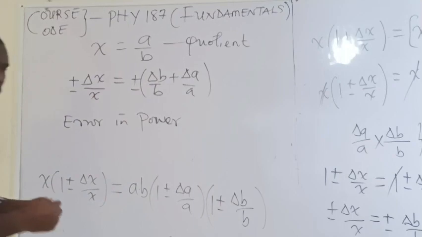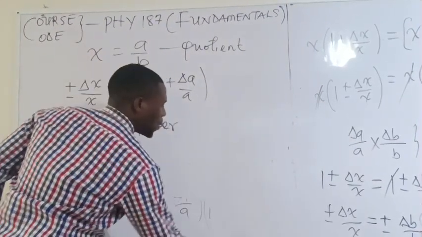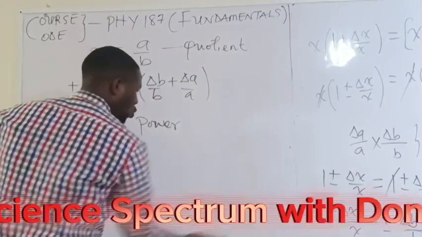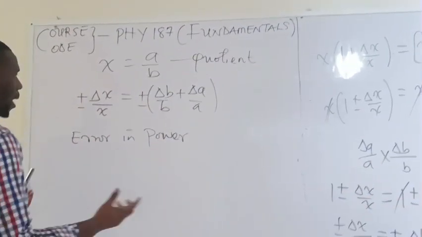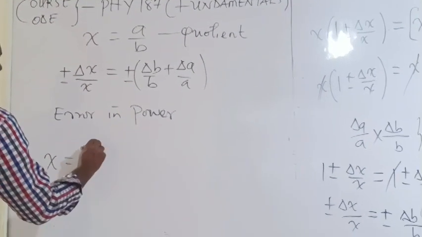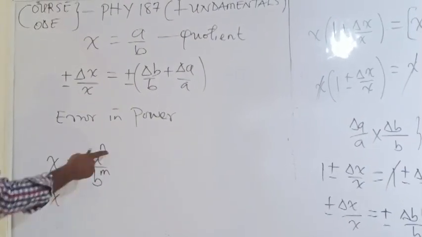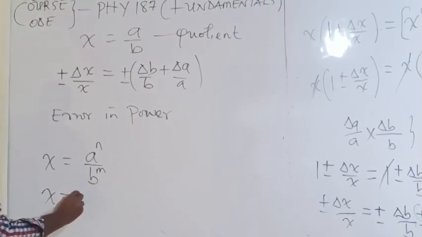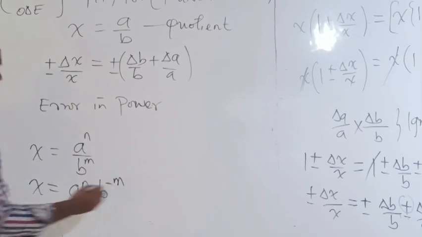All right, just a quick one from here, and we'll solve a few examples, and then go to measurement of lengths, the instruments, talk about the accuracy, and of course how we actually use that. So x in this case is a raised to power n divided by b raised to power m. So this is equal to a raised to power n times b carrying a negative power m.